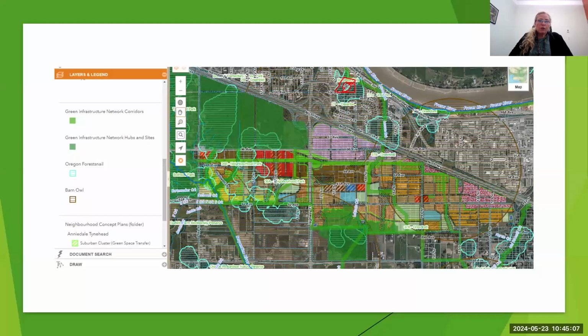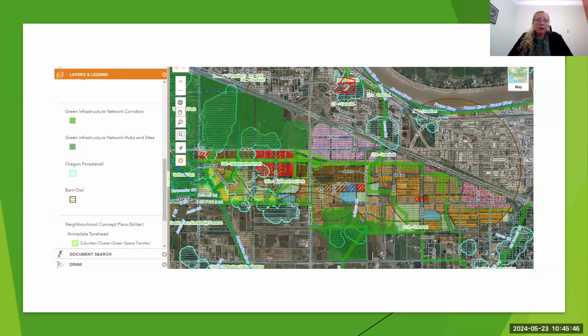And then fast forward to an example that we have now where we've just had an updated version proposed for a species called the Oregon forest snail. We've basically gone from 2 locations in the city to dozens now of critical habitat. And that particular amended recovery strategy is going to be finalized probably later this summer. And this is an example of applying all of that new critical habitat data to that same neighborhood concept plan area in Annandale Tynehead. And of course, what we're seeing is that where critical habitat occurs may not necessarily be in areas that are protected.